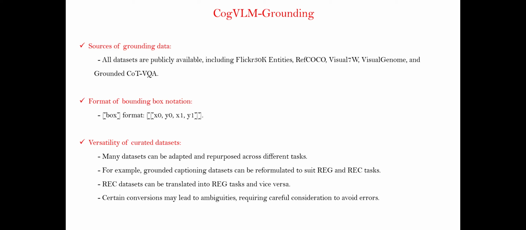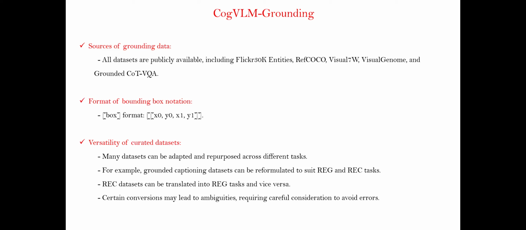The format of the bounding box is x0, y0, x1, y1, where x0, y0 is the top left and x1, y1 is the bottom right. Regarding the versatility of the curated datasets, a dataset available for one task can be adapted to another task by repurposing it. For example, grounded captioning datasets can be reformulated to suit REG and REC tasks as well, and REC datasets can be translated to REG datasets or vice versa.